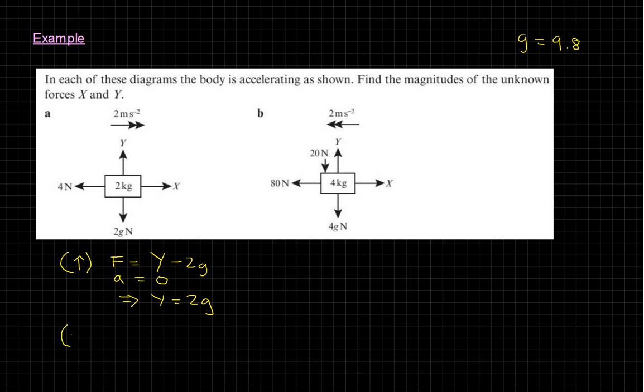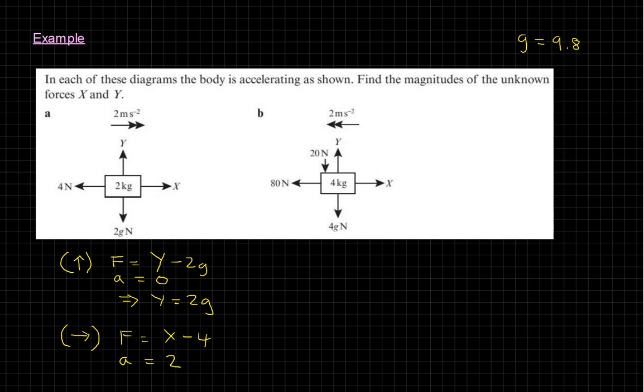Then if we resolve horizontally, using the right arrow, what forces have we got? Well, you've got X going to the right and you've got 4 going to the left. So that's X minus 4, because the 4 is going left, so it's a minus. And the acceleration in this case is equal to 2.